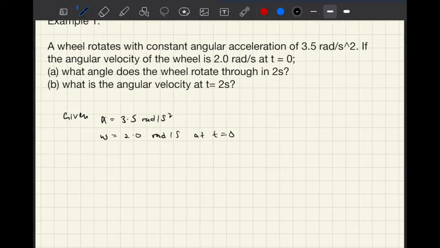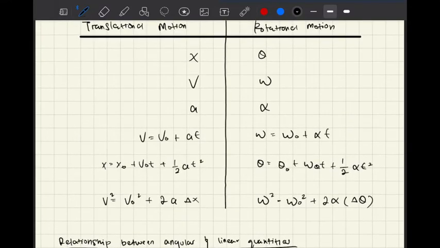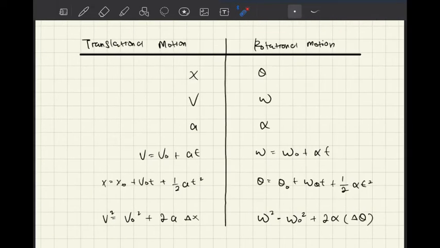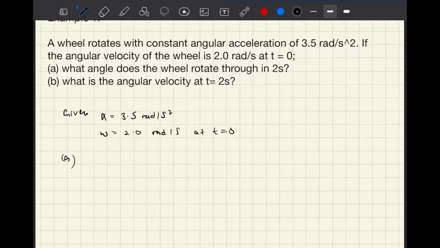So after you extract the information given by the question, we can basically solve it. Question A asks us to solve for the angle rotated through in 2 seconds. So we want to find the angle theta. Because it gives alpha and omega, this is the equation I'll be using, because it has theta in it and we have the vital information needed to solve it. All right, let's solve it together.